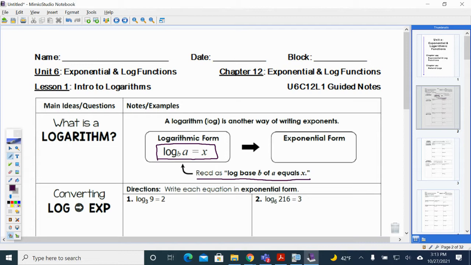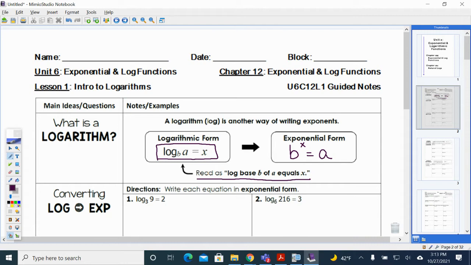Log form can be written in exponential form. In exponential form, you have a base. The b that's the base of the log is the base of the exponent. The exponent is the answer to the log, and that is equal to a. So b to the x is equal to a. You will need to know how to change from log form to exponent form and exponent form to log form.